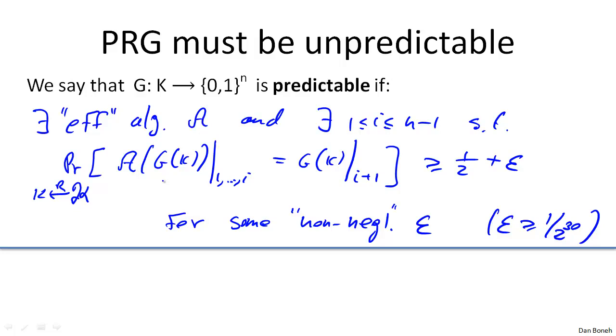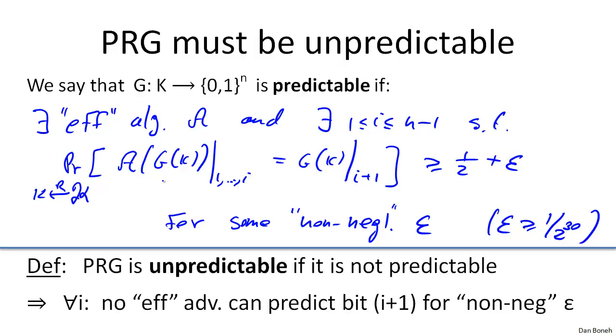Okay? And then we say that a PRG is unpredictable if it doesn't satisfy the property that we just defined. In other words, it is not predictable. But what does it mean more precisely for it not to be predictable? It means that for all positions i, there's no efficient adversary, no efficient algorithm A that can predict the i plus first bit with non-negligible probability epsilon. And this has to be true for all i. So no matter which prefix I give you, you're not going to be able to predict the next bit that follows the prefix.